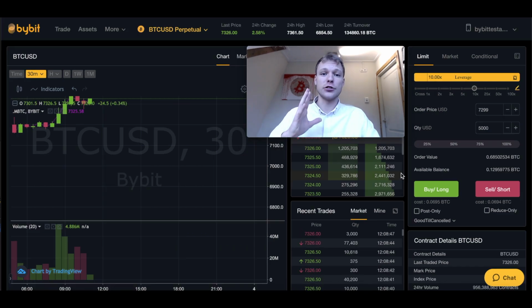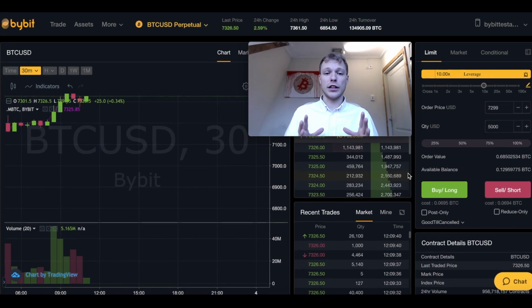And leverage trading is only for experienced traders. It's not for beginner traders. So if you are new to the space, I would definitely not recommend to start off with leverage trading. But if you know how to trade and manage your risk, then leverage can be a good tool to increase your profits. Well guys, that was it for this Bybit tutorial.